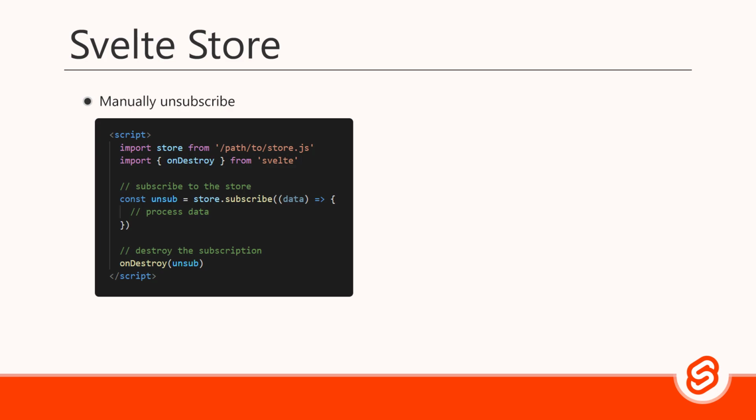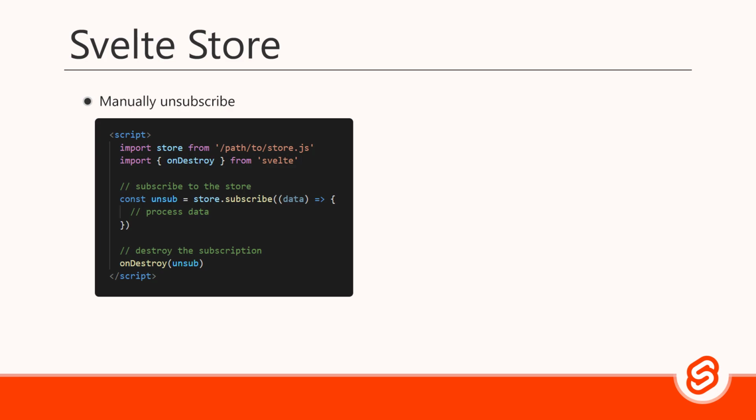One way we could unsubscribe from a store is to use the onDestroy lifecycle hook to explicitly terminate the subscription. All we need to do is assign the subscription to a constant, then pass it to the onDestroy hook as an argument. This is a perfectly valid approach and fine to use in your project.